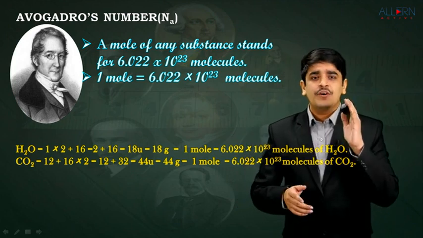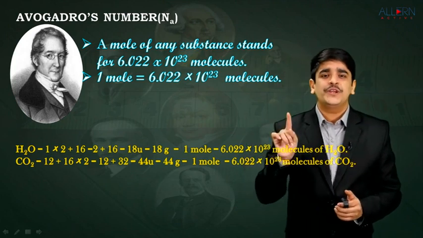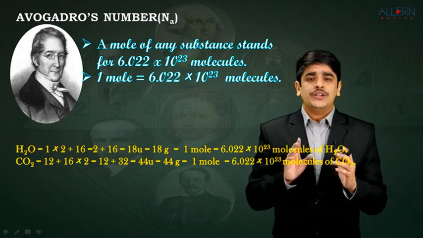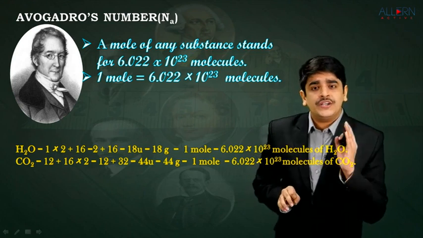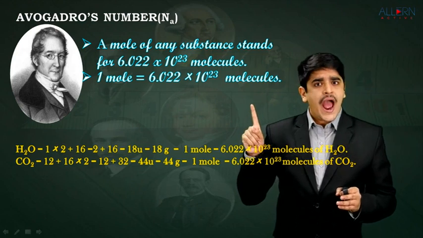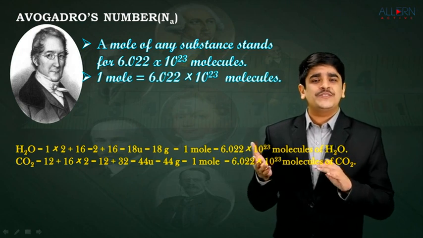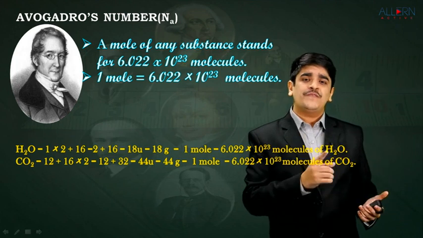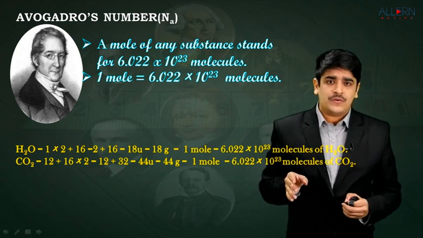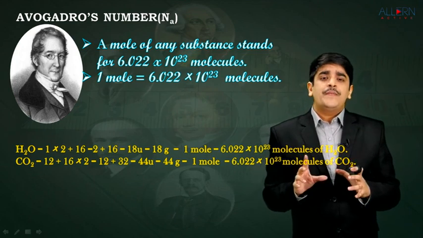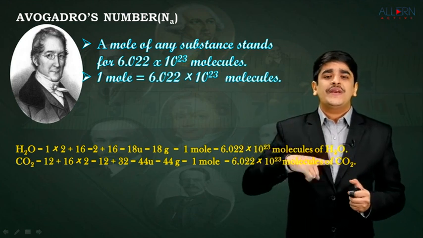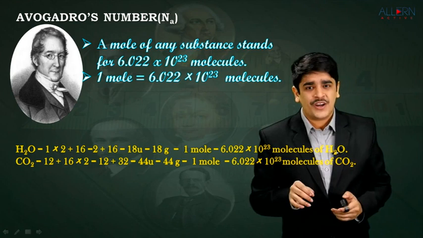For carbon dioxide, first calculate the molecular mass. Carbon is 12 into 1, single atom, so 12 into 1. Oxygen is 2 atoms, so 16 into 2, 32. 12 plus 32, 44. 44 grams of carbon dioxide is 1 mole of carbon dioxide. And 1 mole of any substance contains 6.022 into 10 raised to 23 molecules of that substance. So if I take 44 grams of carbon dioxide, that 44 grams will exactly contain 6.022 into 10 raised to 23 molecules of carbon dioxide.